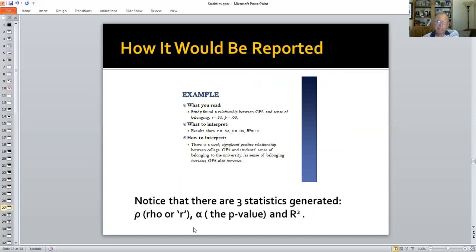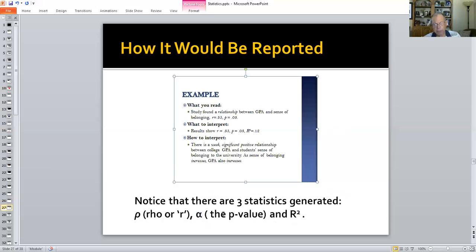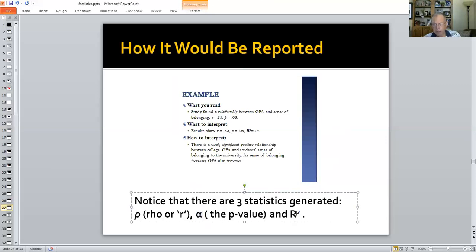There's going to be three statistics that will be reported. R, which gives you direction, and this is going to vary between plus and minus 1. You're going to also get from the SPSS alpha. And remember, alpha is just another fancy way of saying p-value. And you're going to get a third one, R squared. Now, R squared is just taking this R and squaring it. Just take this and multiply it by itself.